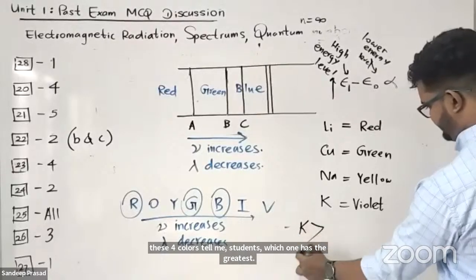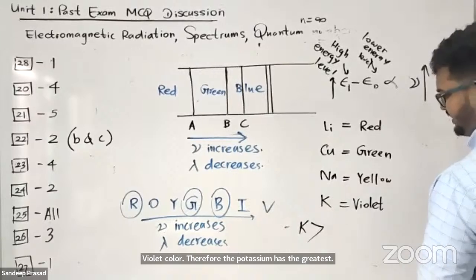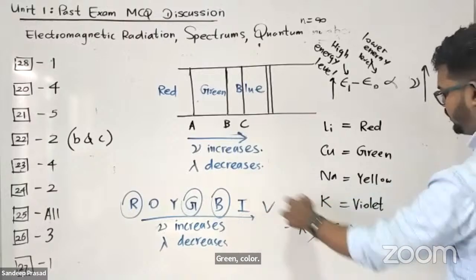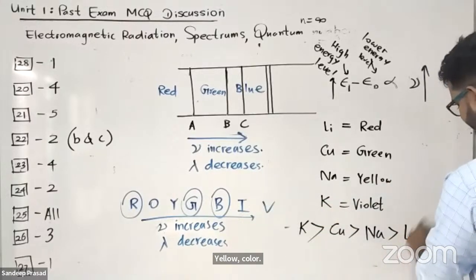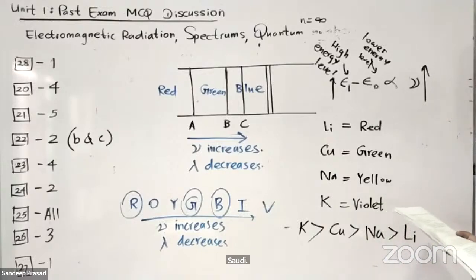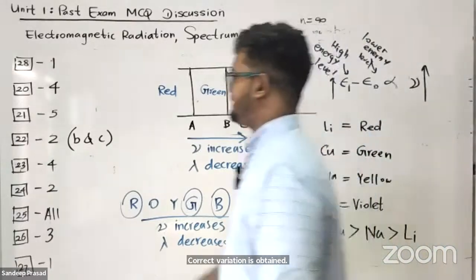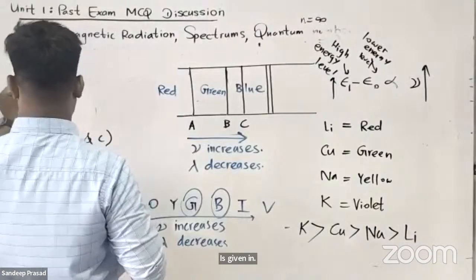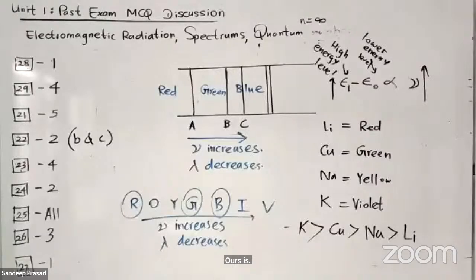Violet color. Therefore, potassium has the greatest energy. Then we can say green color, because green color has the next one. Then yellow color, sodium. Then we have lithium. So this is the way the correct variation is obtained. Potassium, copper, sodium, lithium is given in the fourth answer. Question number 29, answer is the fourth one. Right? See how they have given the applications of the emission spectrum, right?